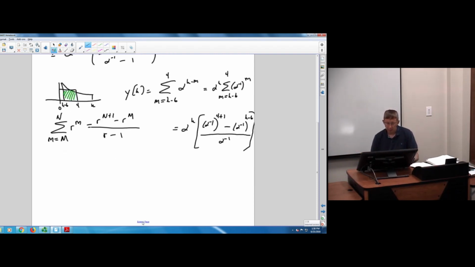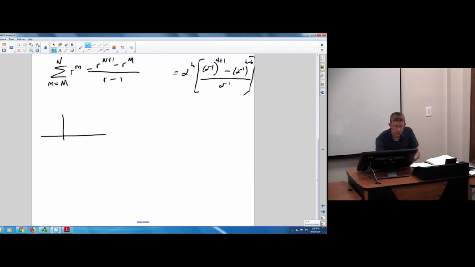So I'll go ahead and draw it. So this one has stayed the same the whole time. That's 4, and now we've slid past. That's k minus 6. So k minus 6 greater than 4 is k greater than 10. So here we get y, k equals 0.